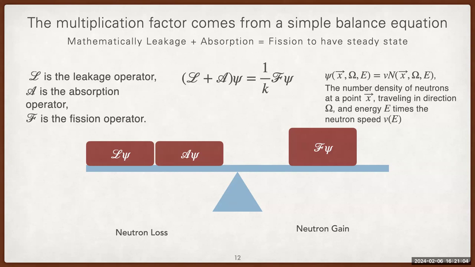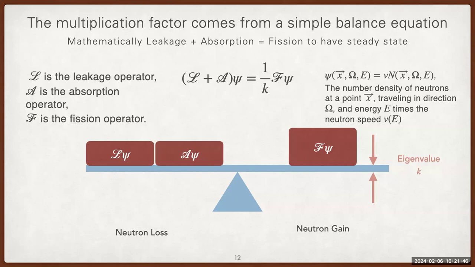And this 1 over k here, that is the amount we're going to adjust that fission to get it into perfect balance. That is what the multiplication factor k is. So it's an eigenvalue, and that eigenvalue says how much we need to adjust the fission term over there. Okay, so that's all it's doing. And so when we say k bigger than one, that means we need to decrease the amount of fission over here to get our balance. And if k is less than one, we need to increase the amount of fission to get balance. That's what the k eigenvalue or the multiplication factor is telling us.